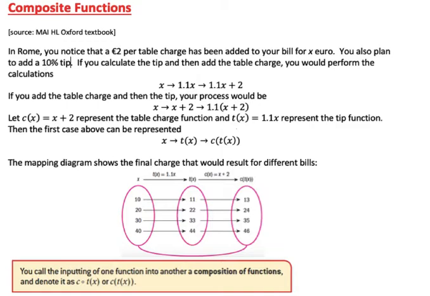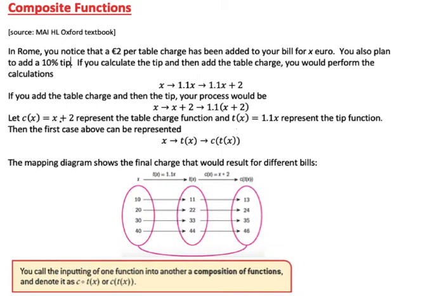We are in Rome and we notice that a €2 per table charge has been added to our bill for a certain amount. You also plan to leave a 10% tip. So if you calculate the tip and then add the table charge, then our function would look like this. We would take a value of x, multiply it by 1.1, so the bill amount plus the 10%, and then we would take that result and add 2 on it.